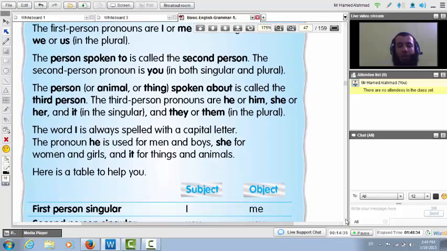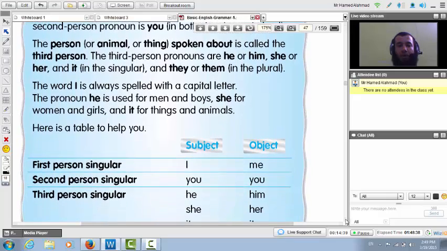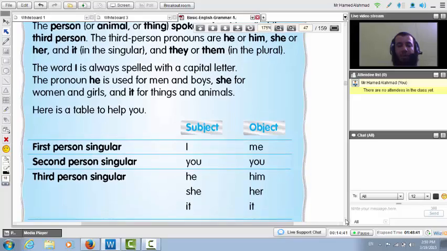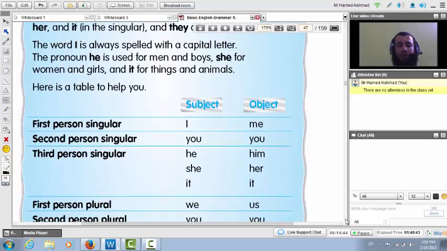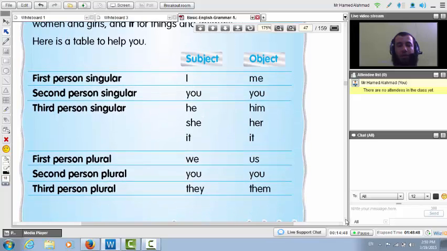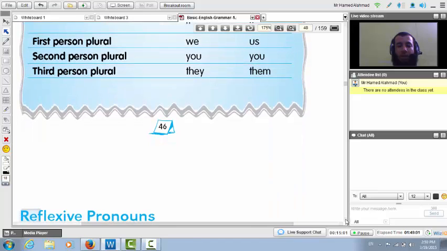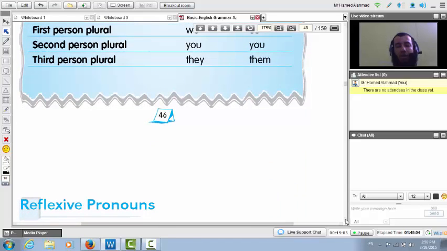Then here, guys, they make a schedule to make it easier for you to differentiate between first, second and third persons in both subject and object pronouns, as you can see. Here, they will be talking about reflexive pronouns, but that will not be for today. We'll be talking about them later, Allah willing. But what we have to do is just to watch this short video together.